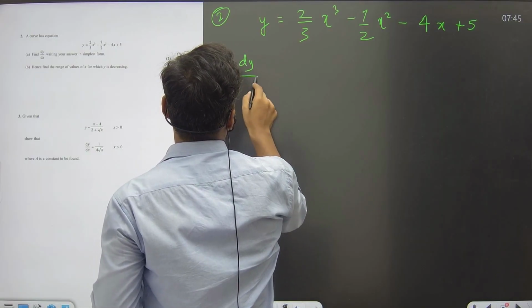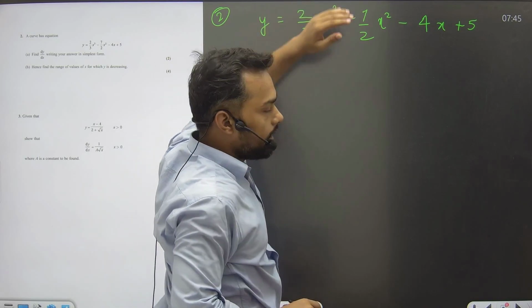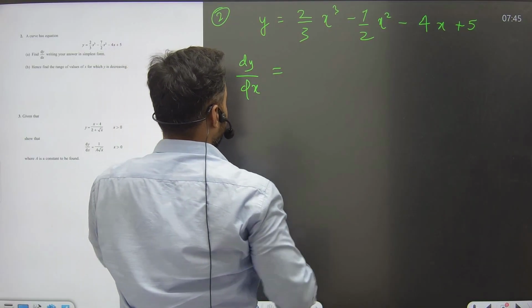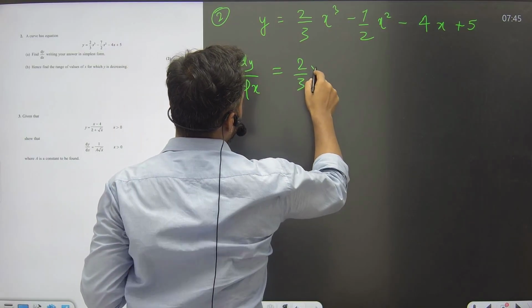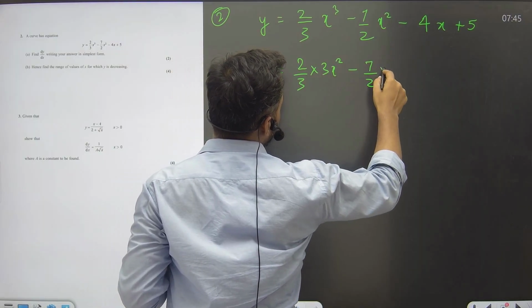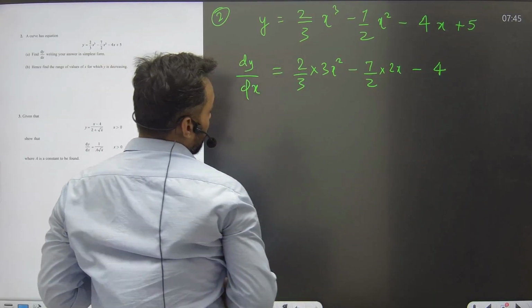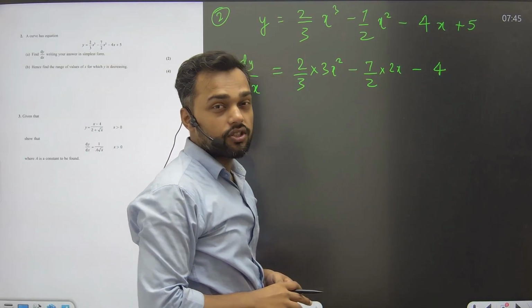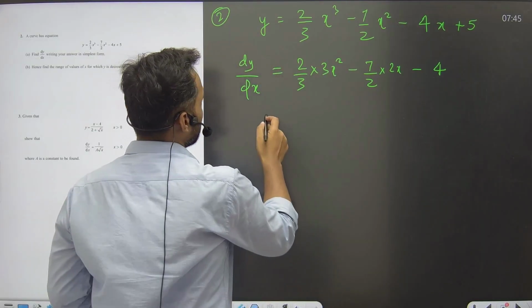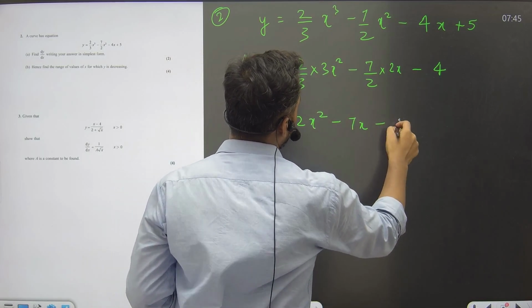So dy by dx, again applying the same formula: the differentiation of x raised to the power n will be n x raised to the power n minus 1. So 2 by 3 times 3x squared minus 7 by 2 times 2x minus 4. This particular term will be 0 because there is no element of x, so it is a constant term, so the differentiation will be 0. So dy by dx we are getting as 2x squared minus 7x minus 4.